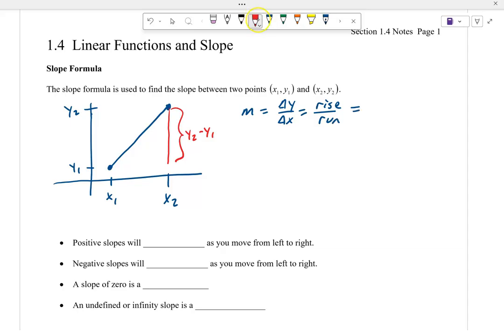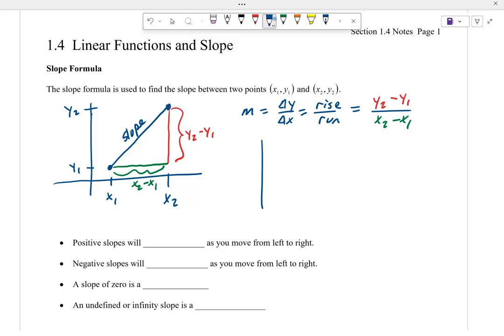So the vertical change is the difference in the y's over the difference in the x's. So the x2 minus the x1. That'll give us the steepness, the slope of that line, right?